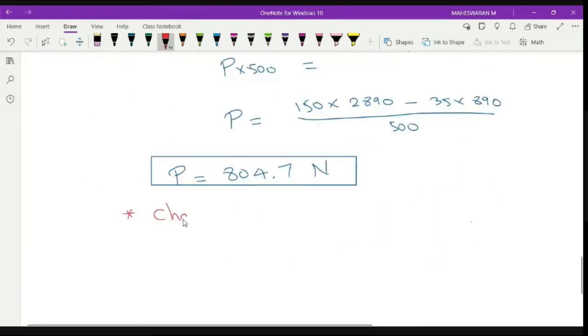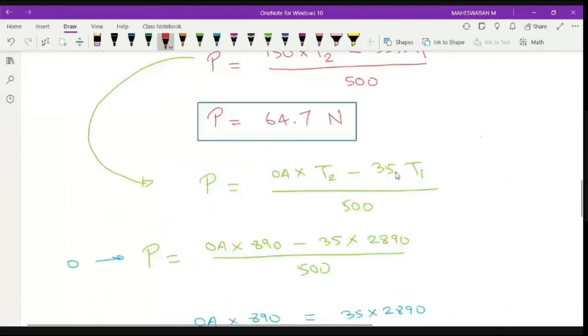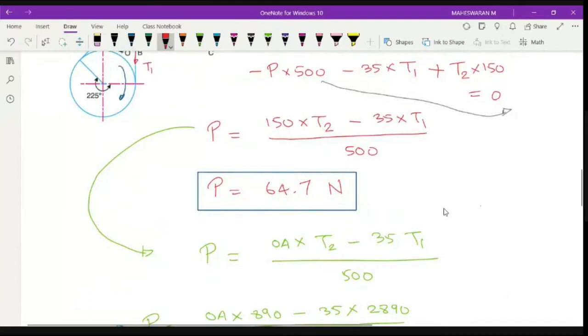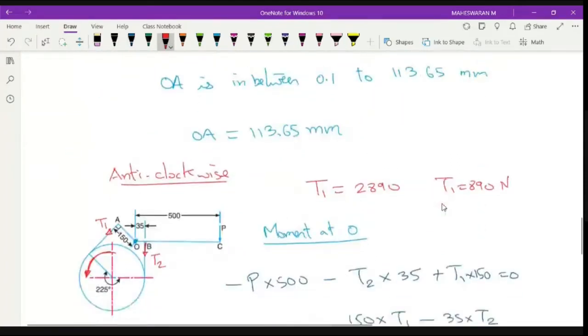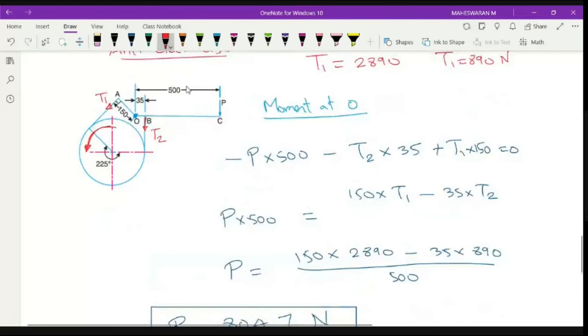If I change the direction of force P, automatically it becomes as if it is rotating in clockwise direction. So you will get the same formula, and you will get 64. If I change it like this, this P automatically becomes positive, everything will shift and you will get a lesser value. So that is another way of identifying your values.